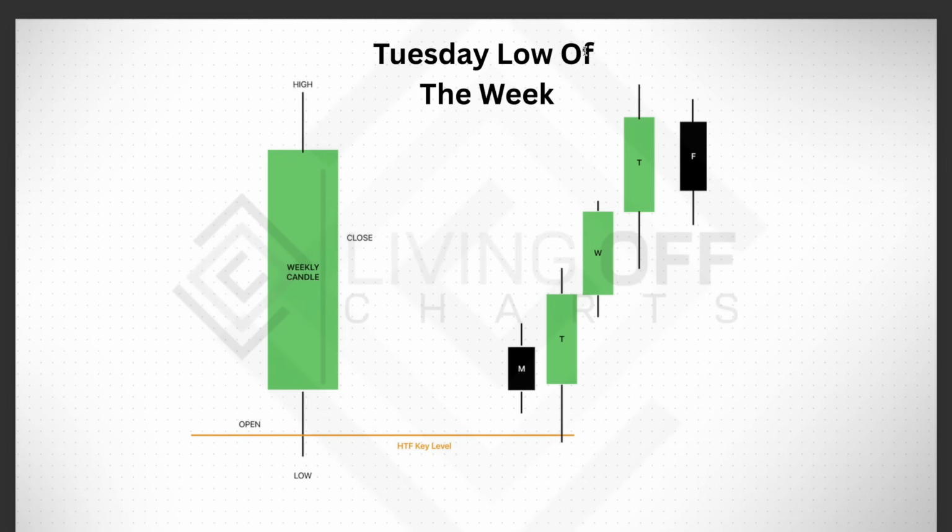We've got Tuesday low of the week, which is when Monday just sits or retraces towards the high time frame key level. Then we see Tuesday run out Monday's low, using Monday as sell side inducement into the high time frame key level. We see an expansion, and then Wednesday, Thursday, you usually see a continued expansion with Friday topping out the end of the week.